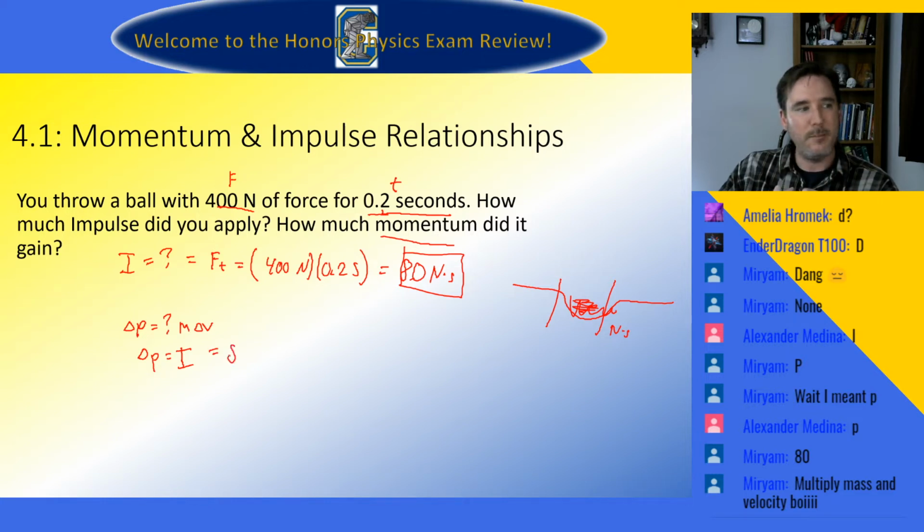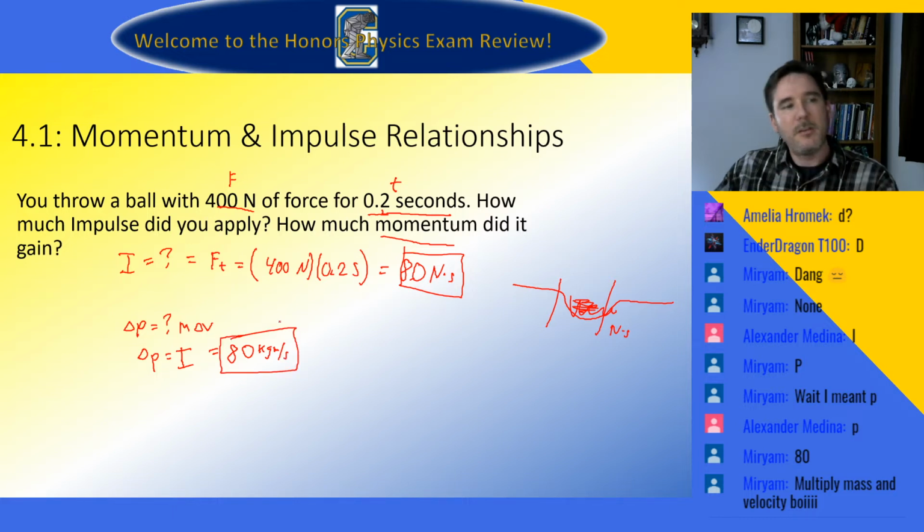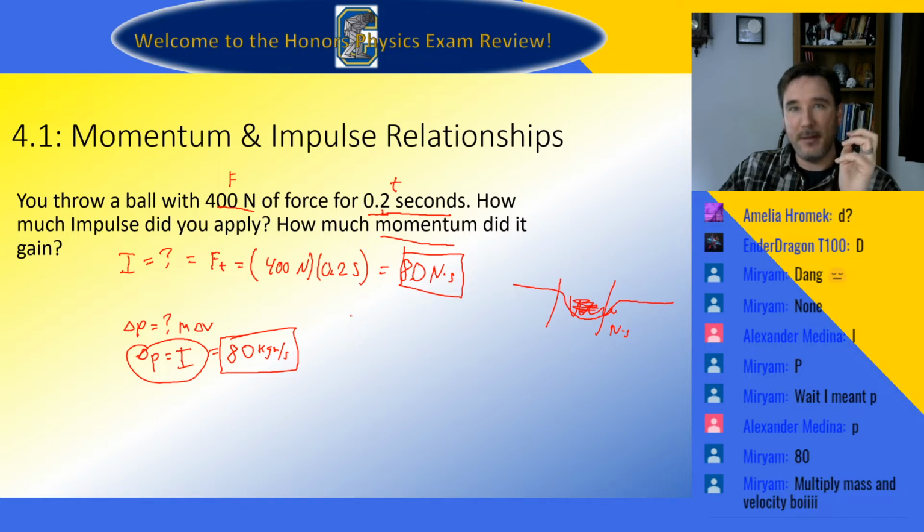And so we already know that impulse is 80. Now it's not going to be Newton seconds. It doesn't really matter because it's multiple choice. But technically, it's kilogram meters per second. And so that's how much. So bottom line is, the momentum it gains is equal to the impulse. That's what this equation is telling you. However much impulse you apply to it, that's how much momentum it's going to get.